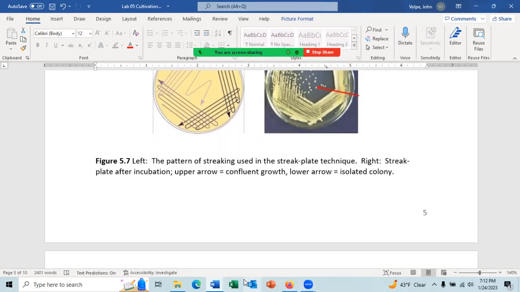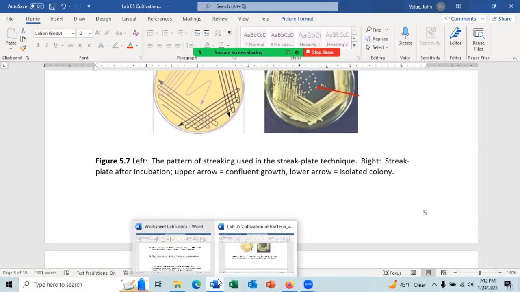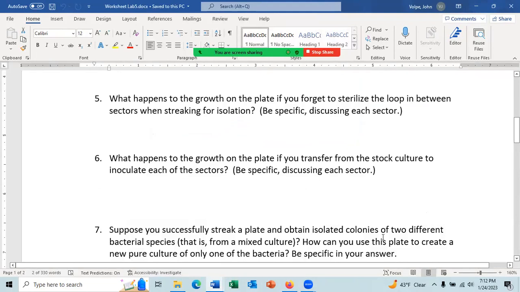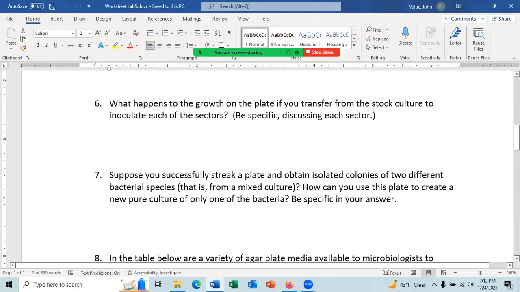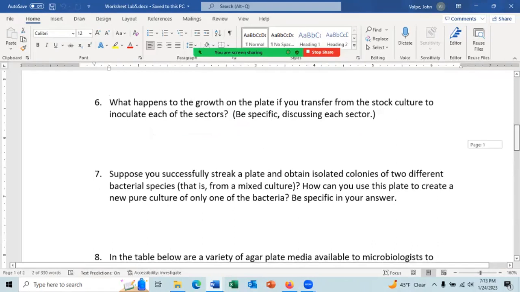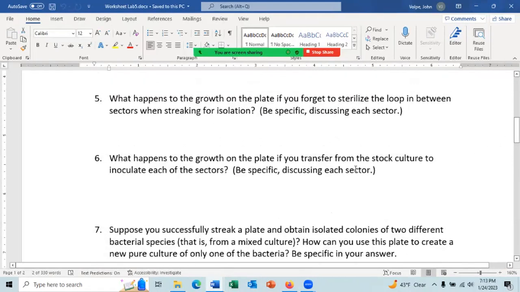Oops, wrong one. And then in step 7, suppose you successfully streak a plate and obtain isolated colonies. I'm missing something. Number 6. Oh, here we go. Number 6, what happens to the growth on the plate if you transfer from the stock culture to inoculate each of the sectors?